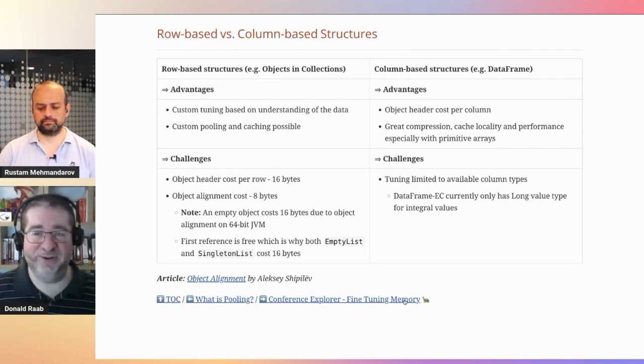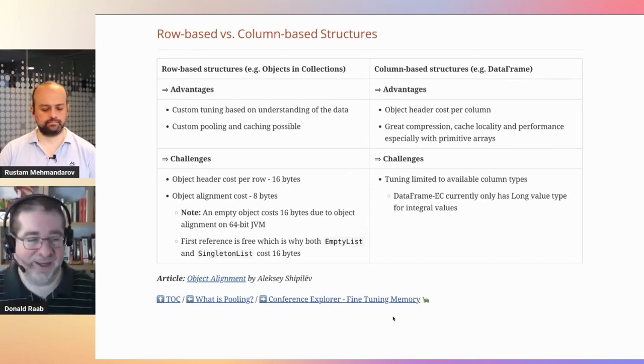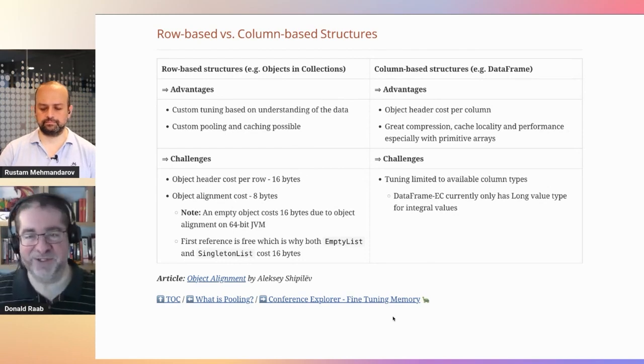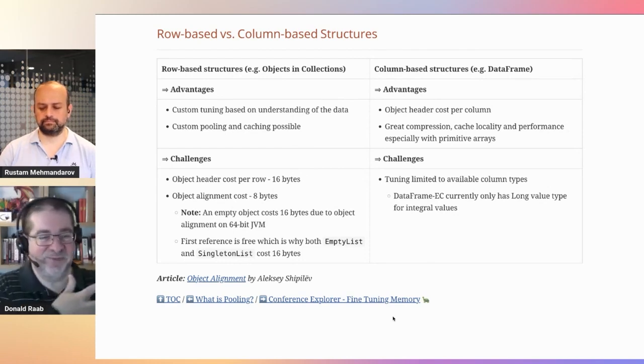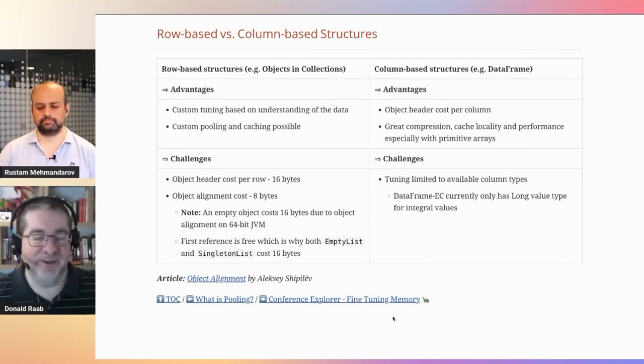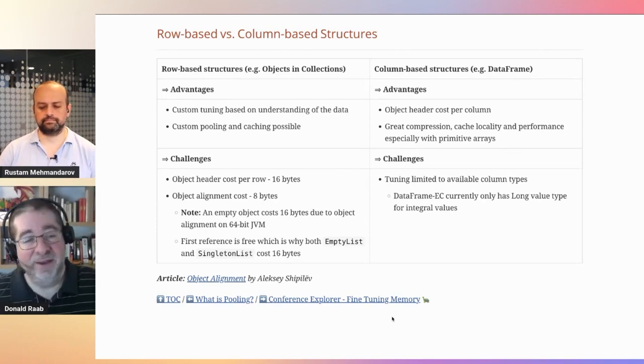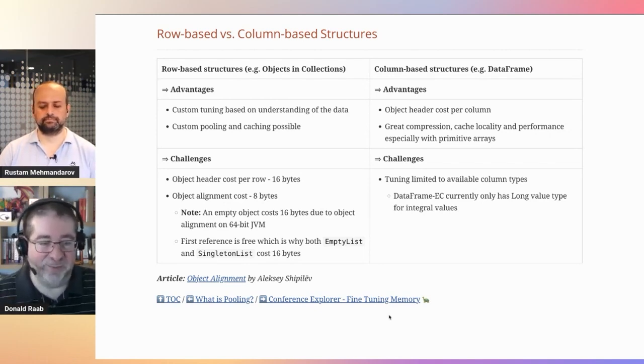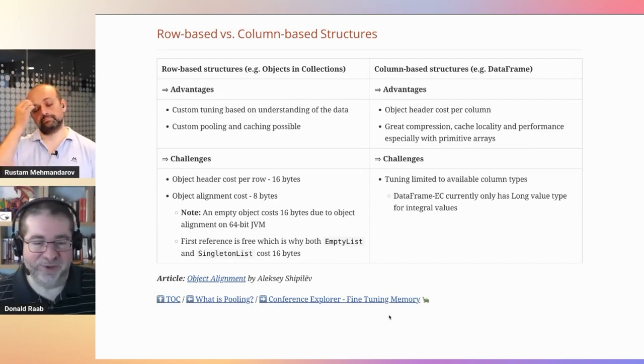With column-based structures, you only get an object header cost per column, so a lot fewer columns. Let's say 10 columns versus a million rows, right? You get great compression and performance, especially if you've got primitive types. Things can maybe just be loaded directly from a second-level cache into the processor and get good cache locality. And then you are limited, though, in terms of tuning to the available types. So DataFrame-EC only has a long value type for integral values. It doesn't have short, int, or byte. So that's a place where it could actually give you more savings.